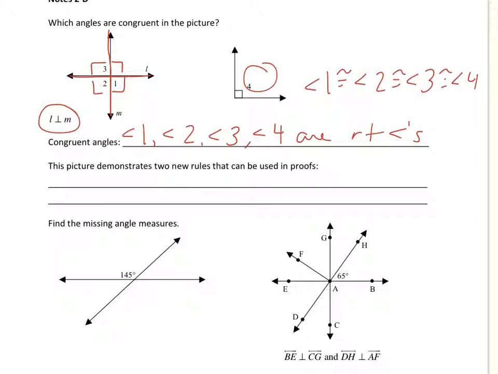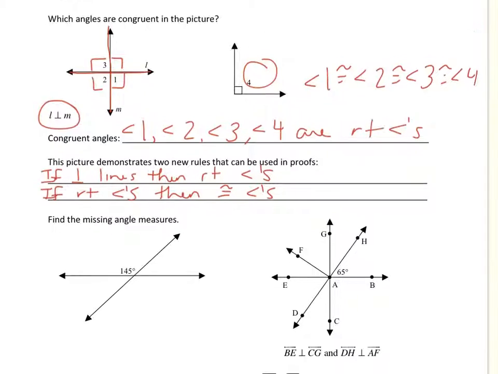So this picture demonstrates two new rules that can be used in proofs. The first one is if you have perpendicular lines, then you have right angles. And also, if you have right angles, then we also know that those right angles are congruent because they're all 90. So then we have congruent angles.